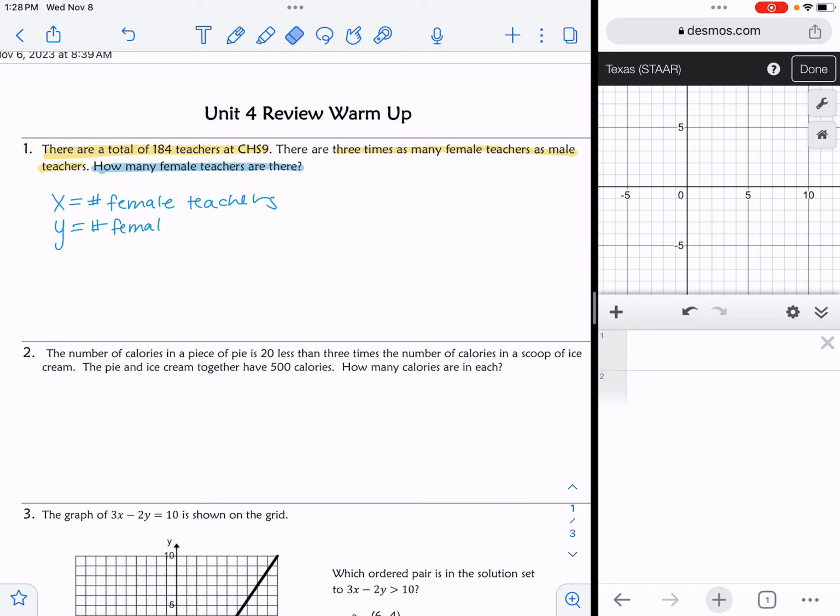You're always going to get 2 variables and 2 equations for these. So number of female teachers and number of male teachers. Okay, and so I don't know what those numbers are individually, but I know if I were to add them together, there's a total of 184 teachers.